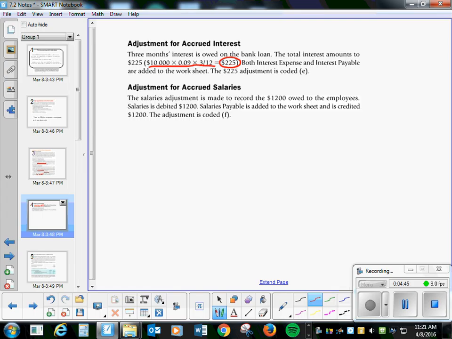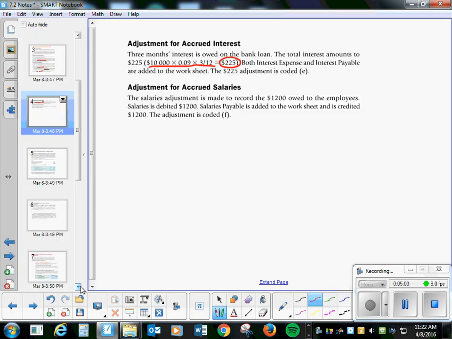Both interest expense and interest payable are added to the worksheet, and the $225 adjustment is coded E. Adjustment for accrued salaries. The salaries adjustment is made to record the $1,200 owed to the employees. Salaries is debited $1,200. Salaries payable is added to the worksheet and is credited $1,200. The adjustment is coded F.